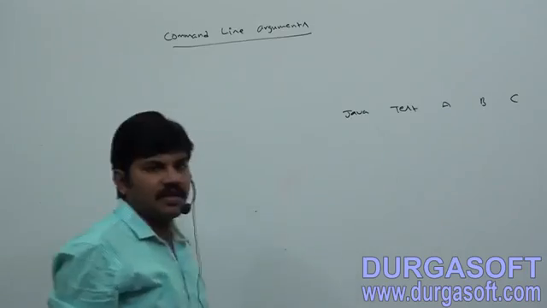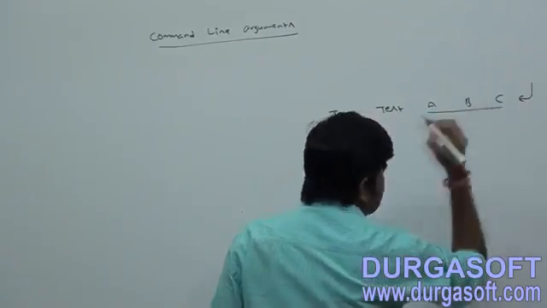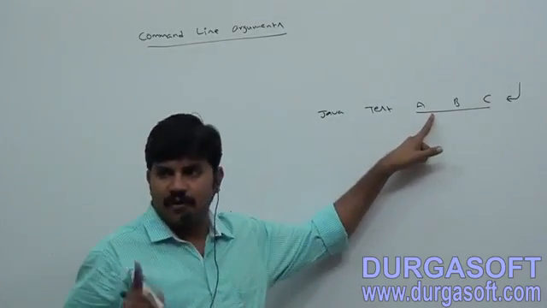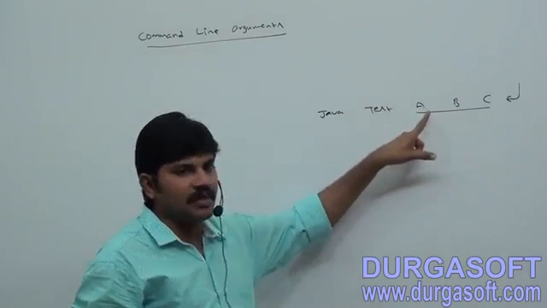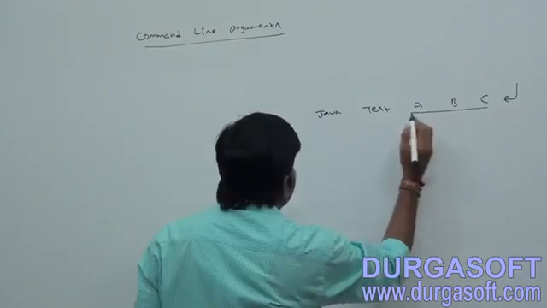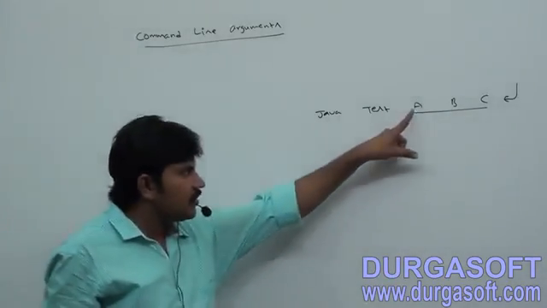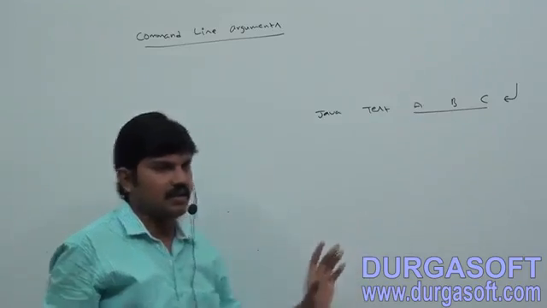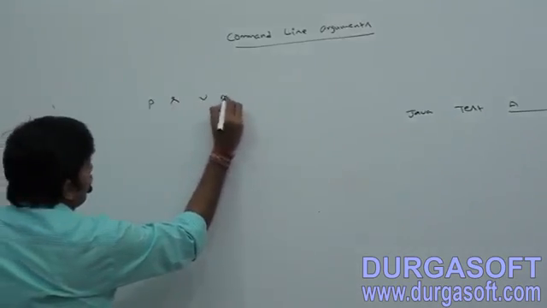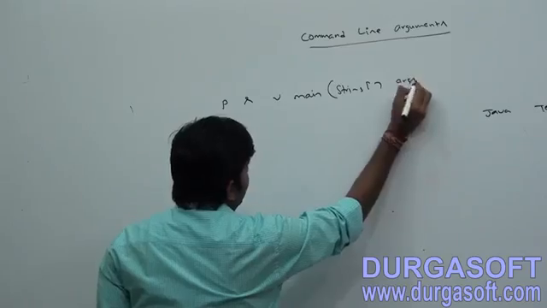Java test A B C. Can you tell what all these things are regarding command line arguments? The arguments which are passed from the command prompt are by default considered as command line arguments, right? Now, whenever we are passing these arguments A, B, C, these are arguments to which method? Main method, right? String array args.